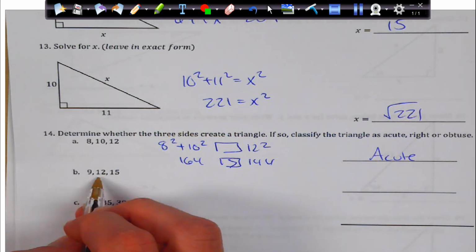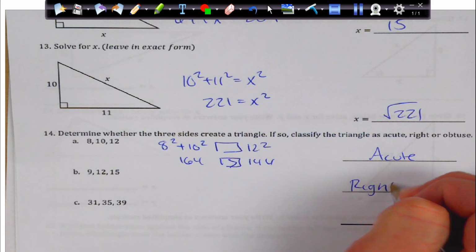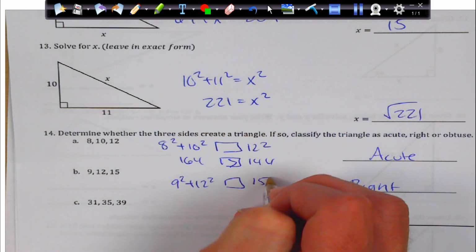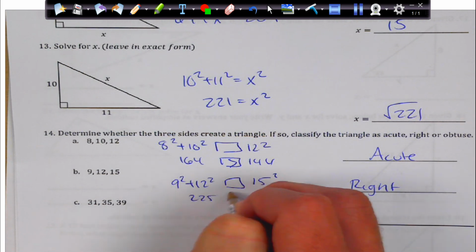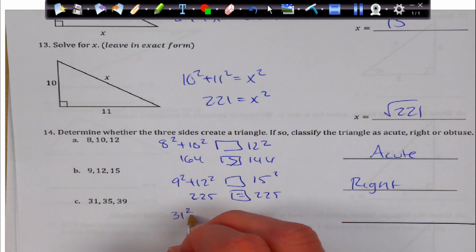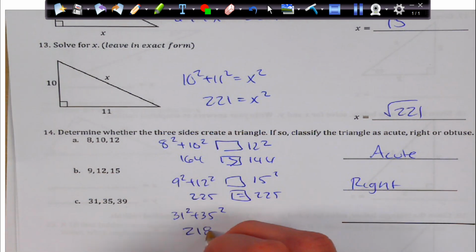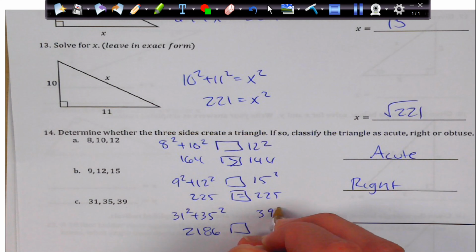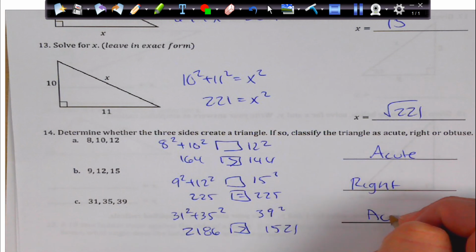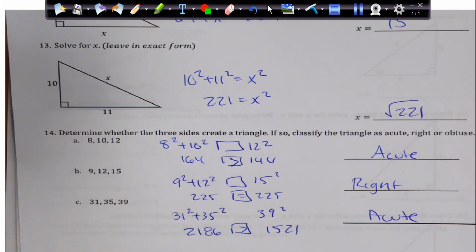This one actually ends up being a right triangle. How we do that is 9 squared plus 12 squared compared to 15 squared. They actually are both 225, so if they're equal to each other, it's a right triangle. And last but not least, 31, 35, and 39. Let's see if I can type it in my calculator correctly. So we get 31 squared plus 35 squared is 2186. And then 39 squared is 1521. So again, the little guys win the war. It's acute. If the big guy was bigger, we would call it obtuse.